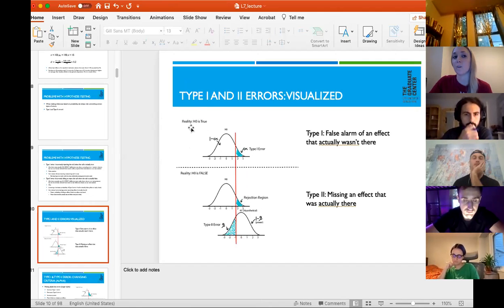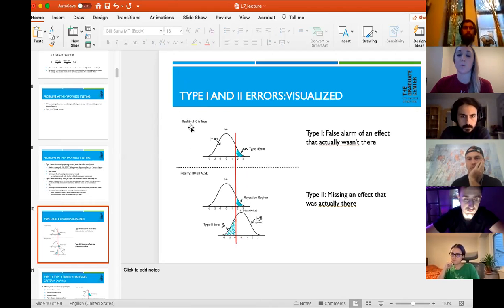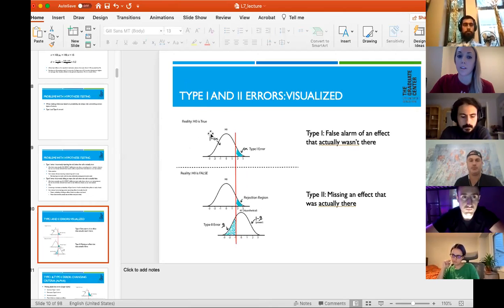So let's pretend that we do actually get to somehow know reality, and we get to know whether or not there is an effect within a population. So when the null is true, that means there is no effect. So there's no effect between our, let's say, population and our sample mean. So they don't come from different distributions. They're coming from the same distribution. We're setting our alpha right here.